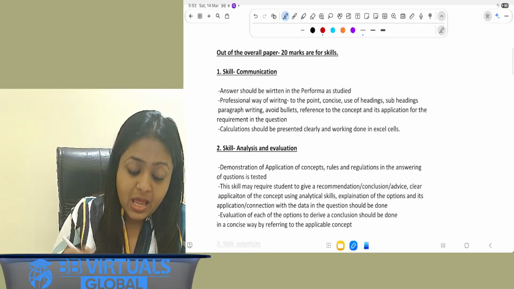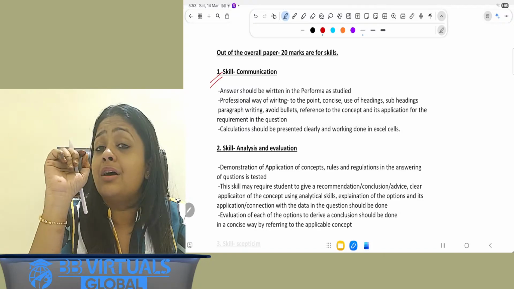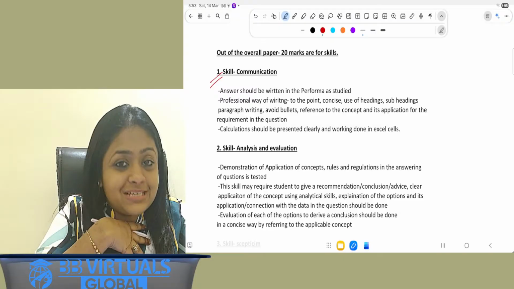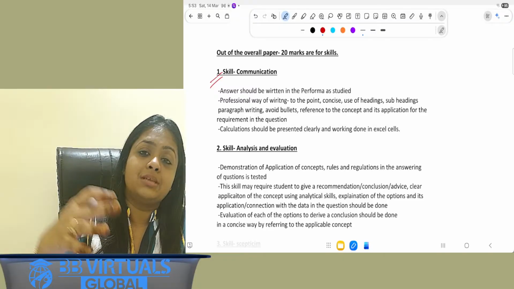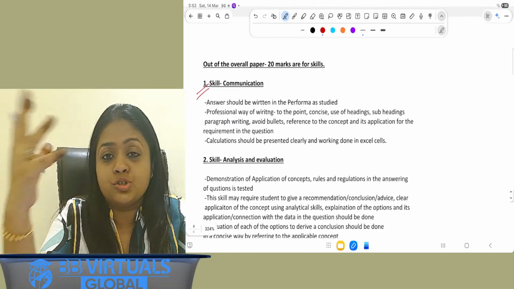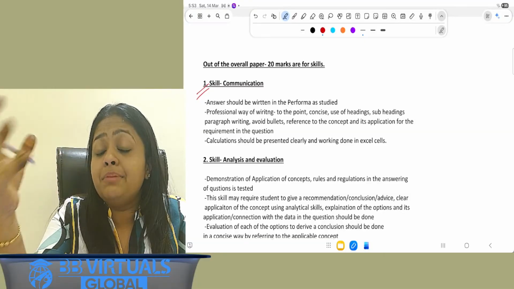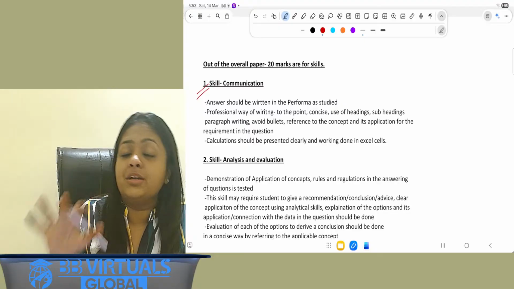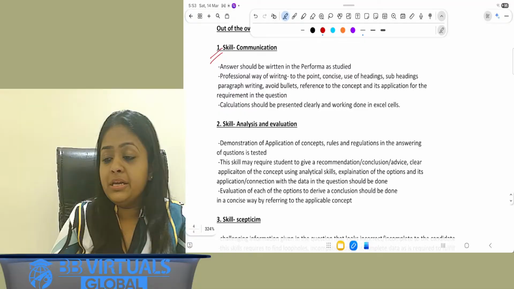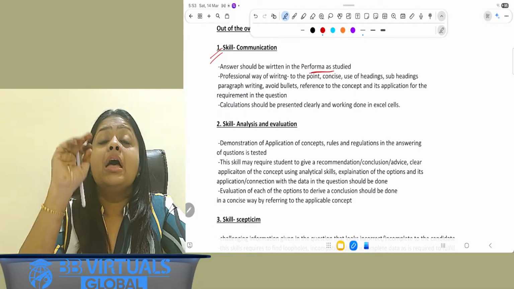Number 1 is communication. What is communication really aiming at? That the answer should be given in the correct proforma. Now, what is the proforma that we will take up in the class? I will show you the correct proforma that you should be adopting. Whether you're writing notes to the meeting, a memorandum, a letter, or an email reply, what is the proforma that we will be covering? Clear?